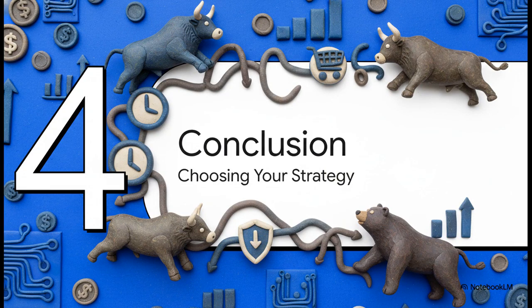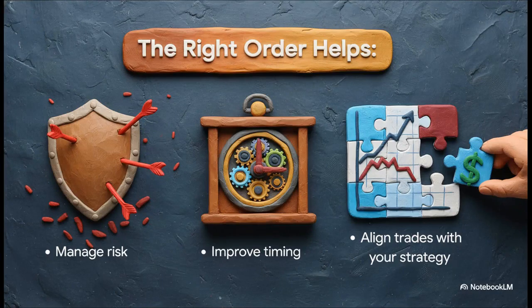All right, so we've gone through the three main tools: market, limit, and the stop limit. But just knowing what they are is only half the battle. The real art is figuring out which one to use as part of your bigger trading strategy. Because really, mastering these order types is what lets you truly manage your risk. It helps you improve your timing, and it makes sure every single trade you make actually aligns with your overall plan. It's what takes you from just kind of blindly buying and selling to trading with real intention and control.